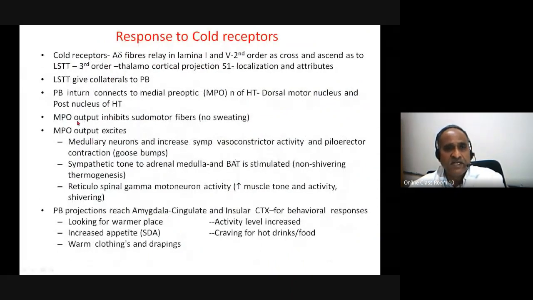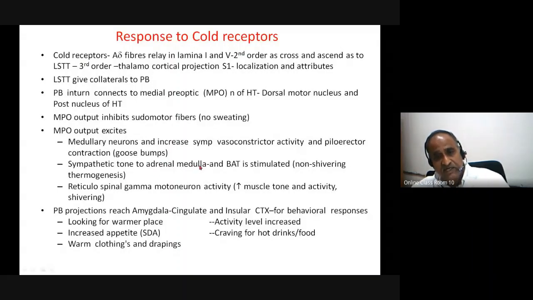Okay. So now what happens? The medial preoptic outputs inhibit pseudomotor fibers. There is no sweating. Sweating is for the heat loss mechanism. Because you are exposed to cold, you don't want to lose heat again because you will become very cold. The medial preoptic nucleus now excites the medullary neurons to produce the sympathetic activity that produces vasoconstriction, increases the blood pressure, heart rate, and piloerection. So you see the goosebumps when you are exposed to cold. The sympathetic tone is increased, and as such, the sympathetic activity increases the glucose metabolism that increases the heat production. In addition, it increases the adrenal medullary activity.